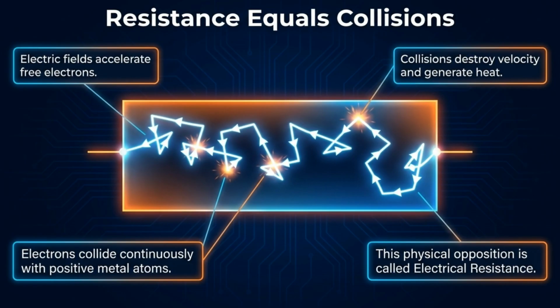Resistance is caused by collisions. Electric fields accelerate free electrons, but they continuously collide with positive metal atoms. These collisions destroy electron velocity, generate heat, and this opposition is called electrical resistance.